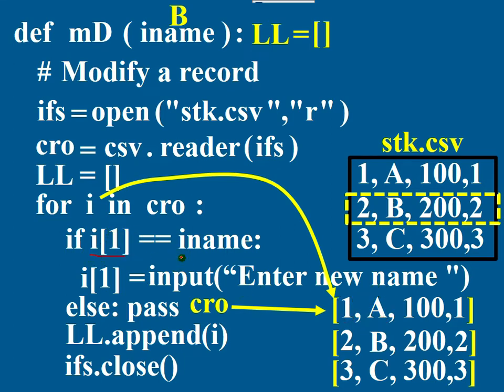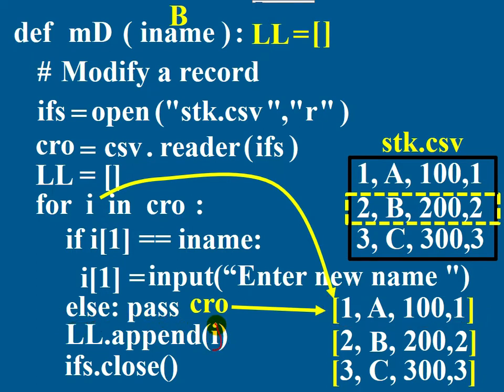What is the item that you want to modify? We want to modify the item whose item name is B. So A equal to B, condition wrong, control will come to the else part, nothing to be done. Why was this condition wrong? Because this is not the row to be modified. So control came to the else part, nothing to be done.